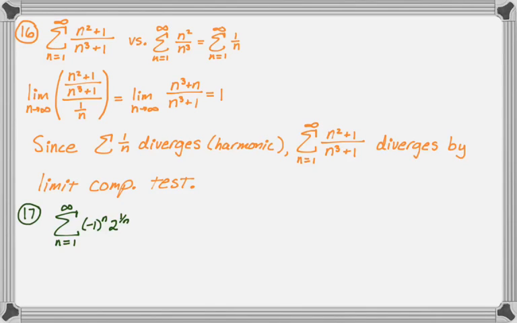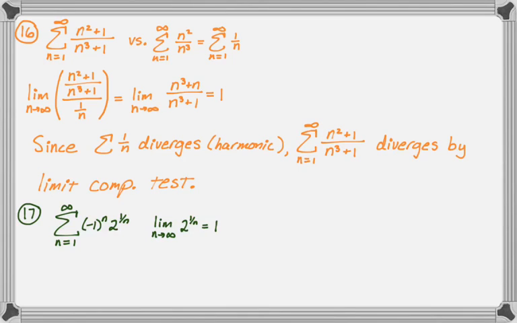We're going from 1 to infinity of negative 1 to the n, so this is alternating, negative 1 to the n times 2 to the 1 over n. Okay, so 2 to the 1 over n, we want to think what happens as we go to infinity with that thing, because it doesn't feel like it's going to go to 0. What happens to 1 over n as we go to infinity? So 1 over n goes to 0, so it's really like 2 to the 0, which is 1.